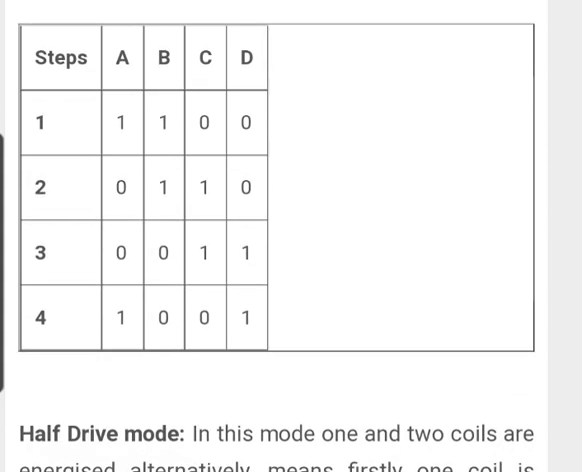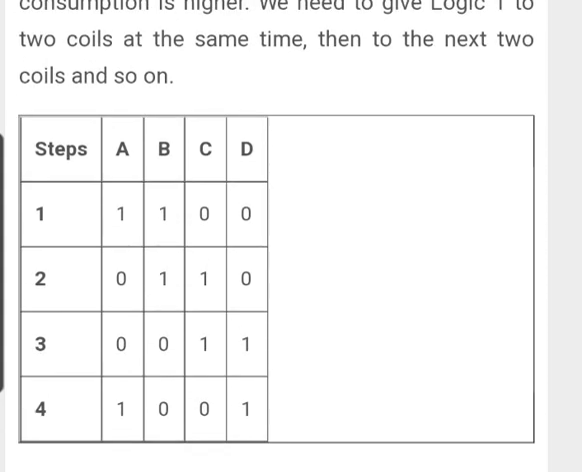So here are the steps given in this table. The ABCD are the 4 coils. In step 1, the logic 1 is given to the coils A and B. Then in step 2 to the B and C coils. Step 3 is C and D, and step 4 is coils A and D.